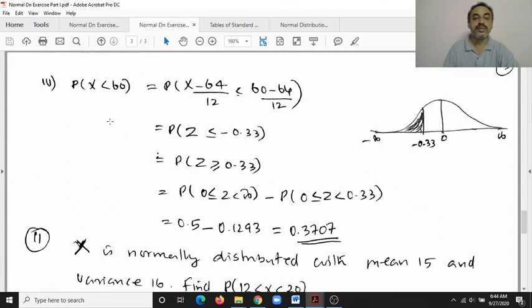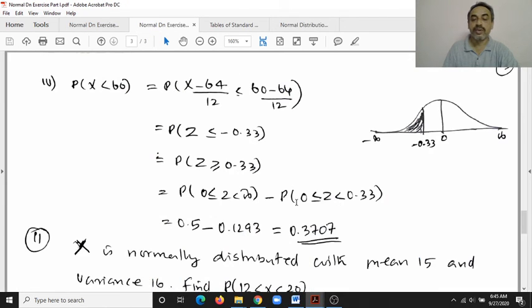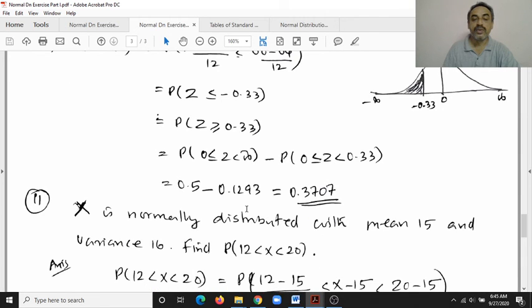Now we have another range, x less than 60. Again standardizing, z less than or equal to minus 0.33. That is, the area is in the left tail of the standard normal distribution. So we consider the equivalent sector on the other side, z greater than or equal to 0.33. This area can be obtained by considering the entire right side and subtracting the area from 0 to 0.33. The entire right side area is 0.5, and the area from 0 to 0.33 we get from the tables as 0.1293. So when we subtract, it is 0.3707.